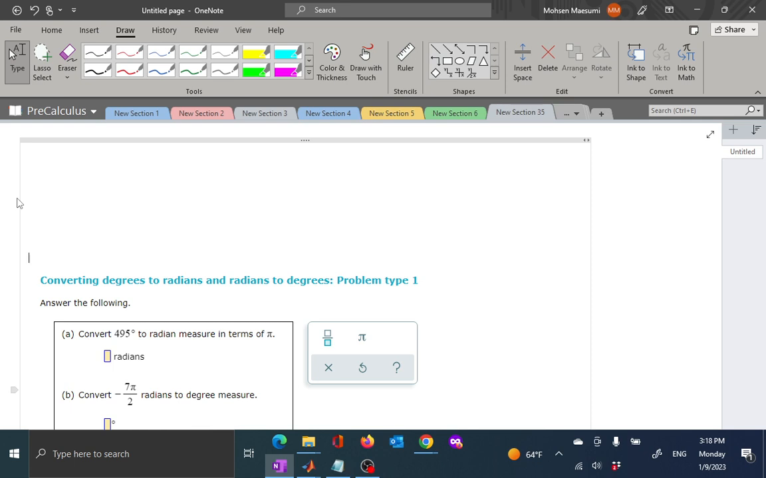Welcome to another mini lecture. Today's topic is converting degrees to radians and radians to degrees. Two types are going to be looked at.